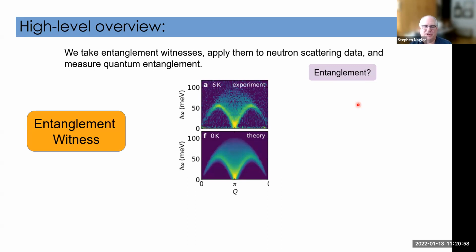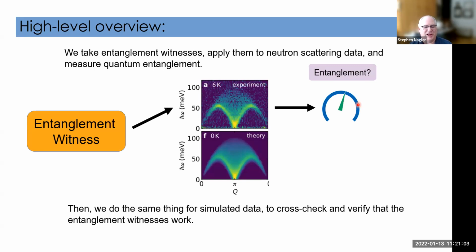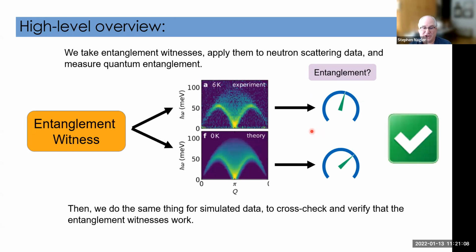But we do this both for the experiment, to see if we measure entanglement, and we can also do it for a theoretical model and compare them, right? So then we cross-check and see if these entanglement witnesses work. Now, I should say an entanglement witness is an experimentally measurable quantity that gives you some idea of entanglement, but there's not necessarily one size fits all. The same way there's not one order parameter that fits all phase transitions, right? So one has to think about the physics at hand.